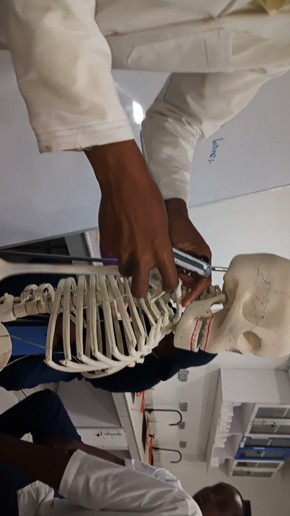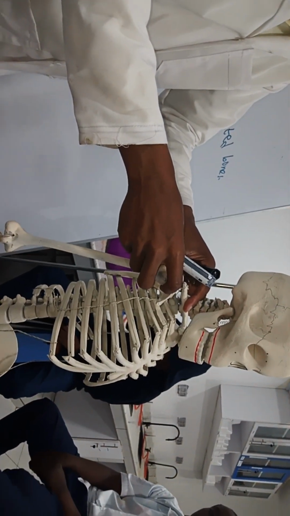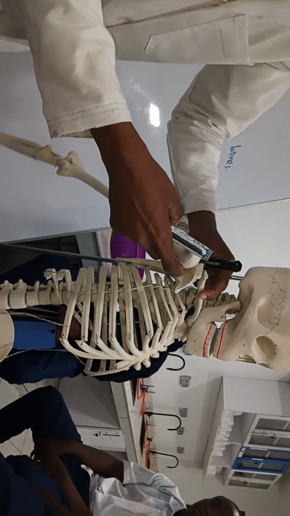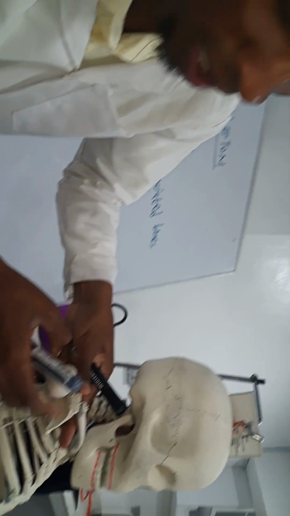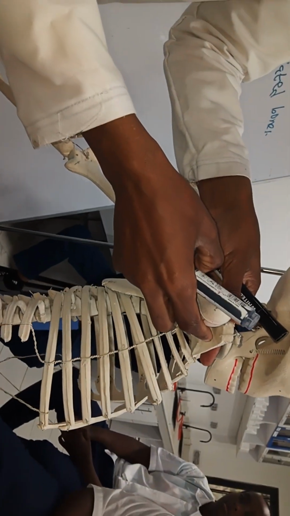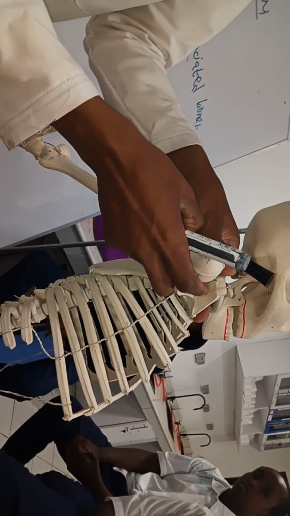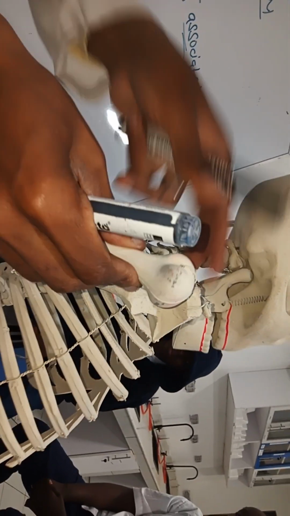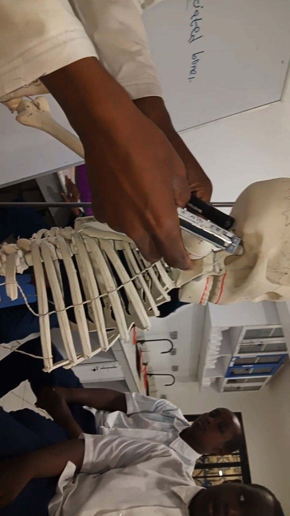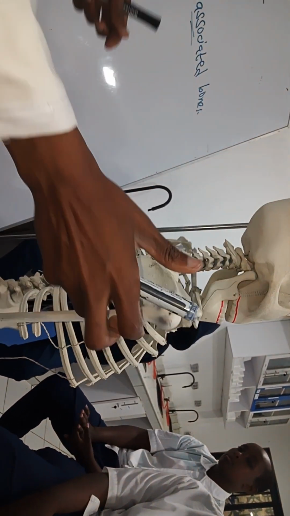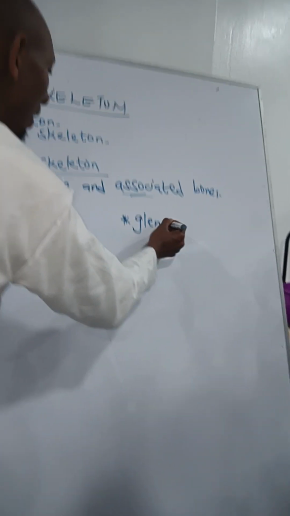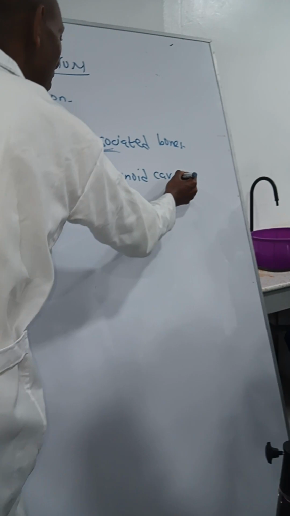The type of joint, look here. This notch here is what we refer to as the glenoid cavity. Do you see this? This socket here, where the ball will enter on the scapula, is what we refer to as the glenoid cavity.